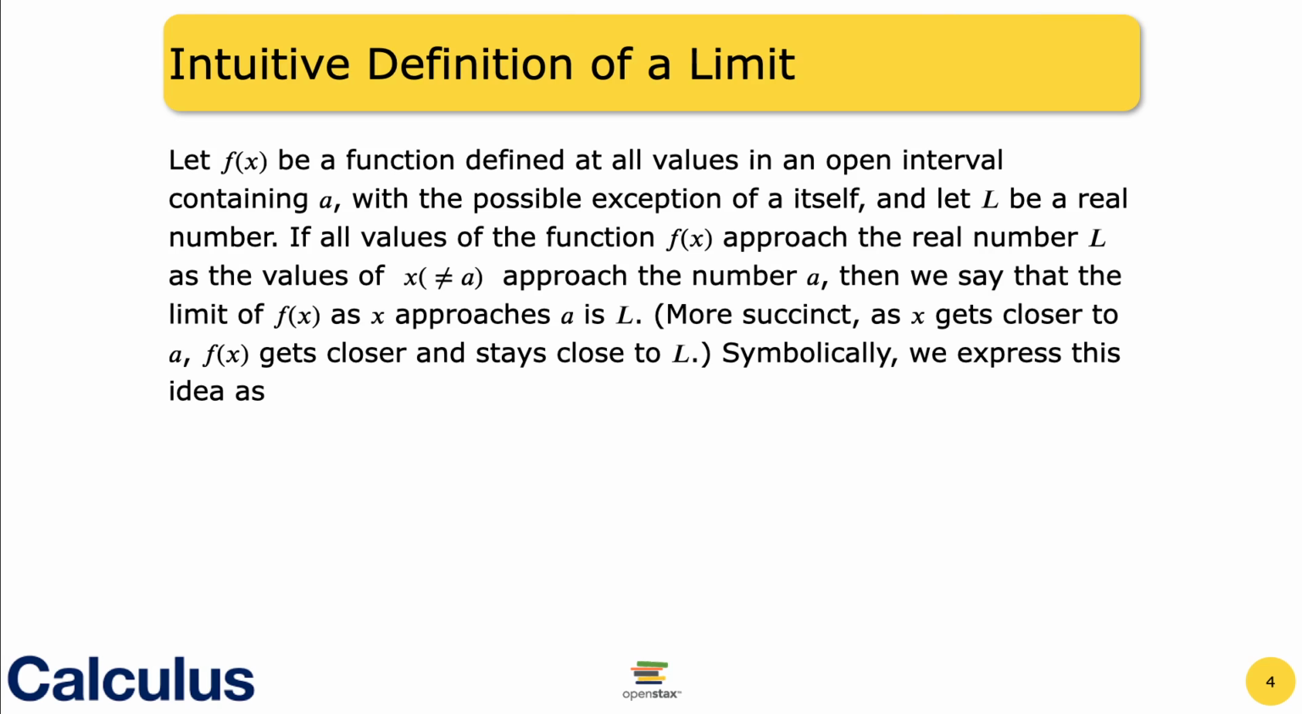Let f of x be a function defined at all values in an open interval containing a, with the possible exception of a itself, and let L be a real number. If all values of the function f of x approach the real number L, as the values of x, not equal to a, approach the value a, then we say that the limit of f of x as x approaches a is L. In brief, as x gets closer to a, f of x gets closer and stays close to L. Symbolically, we express this idea as the limit as x approaches a of f of x equals L.